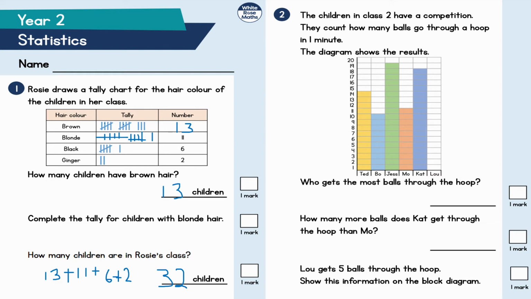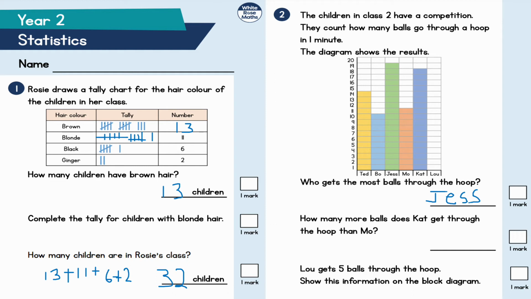This is question number 2. The children in class 2 have a competition. They count how many balls go through a hoop in 1 minute. The diagram shows the results. Who gets the most balls through the hoop? Well, that's going to be Jess, because that's the highest part on the graph, on this bar chart, we say, or bar graph, or line graph, you could say.